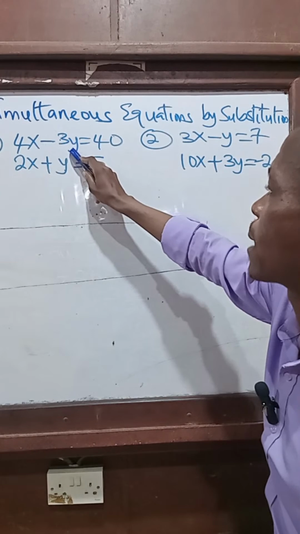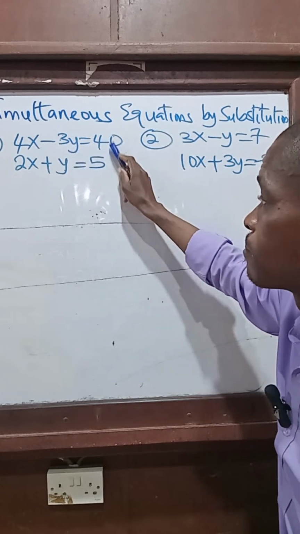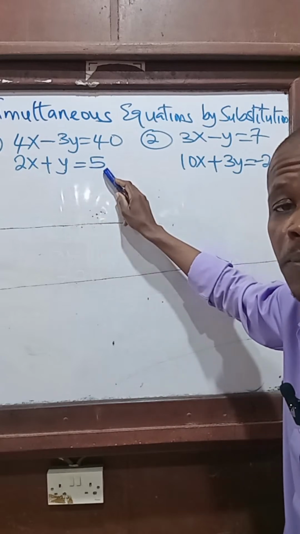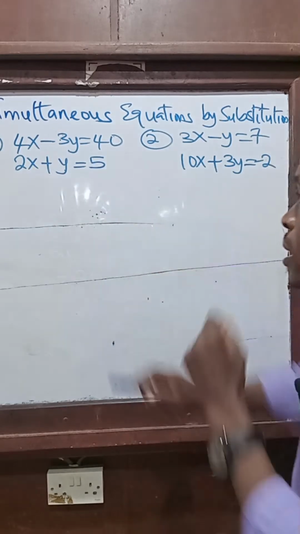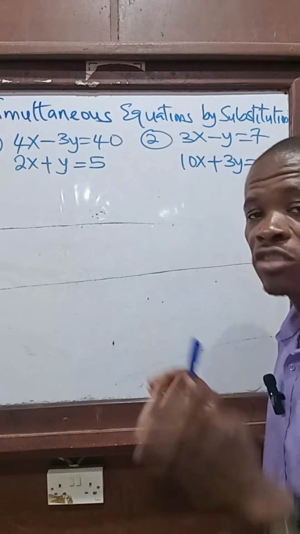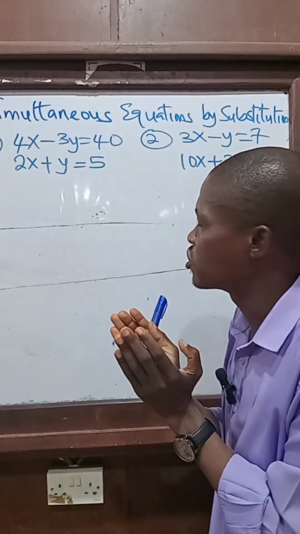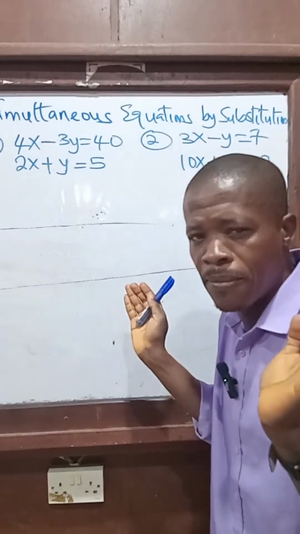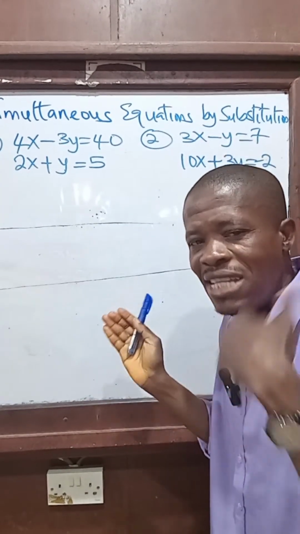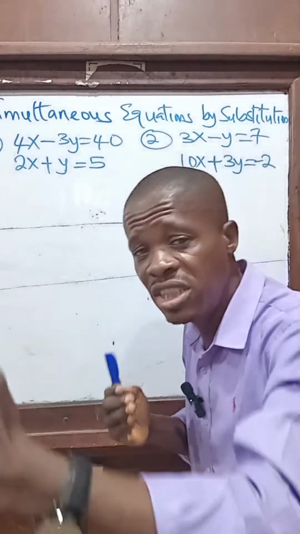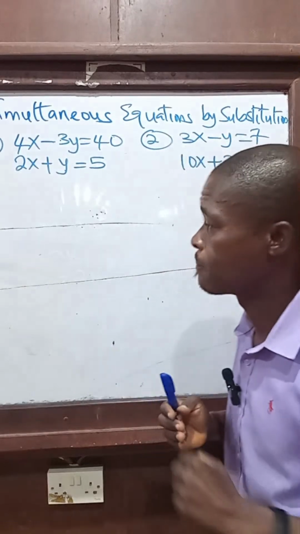4x minus 3y equal to 40. The second equation, 2x plus y equal to 5. Okay, so what you do in this substitution is very simple. You're going to look for the equation that looks simpler, that you can easily make one of the variables the subject of formula.